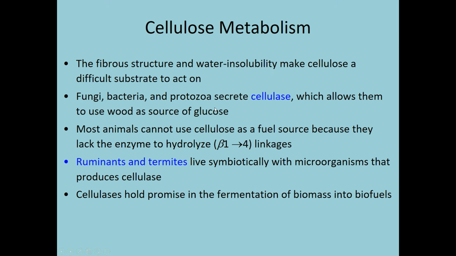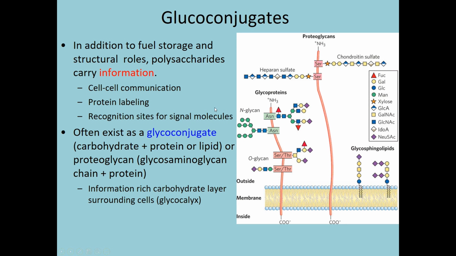And that's just what this slide says here. So let's take a look at some of these more complex carbohydrates and glucoconjugates and things that you may not be quite as familiar with. We take these more simple monosaccharides and disaccharides and we attach those to other molecules to give us some really specialized functions. Okay? And this is where we can get a lot of cell-to-cell communication, protein labeling.